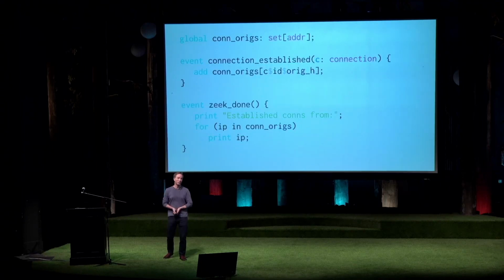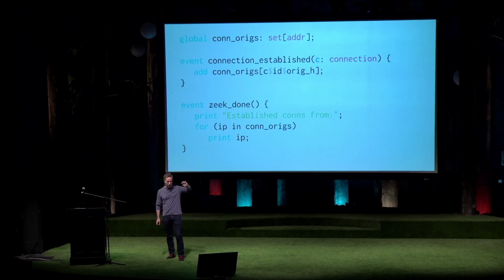Let me show you an example. So this is a small Zeek script. It is fully functional. You could dump that in a file and run it. I'm about to show you what that looks like. And the details don't matter too much here, but it's just to give you an example and some intuition of how these things work.